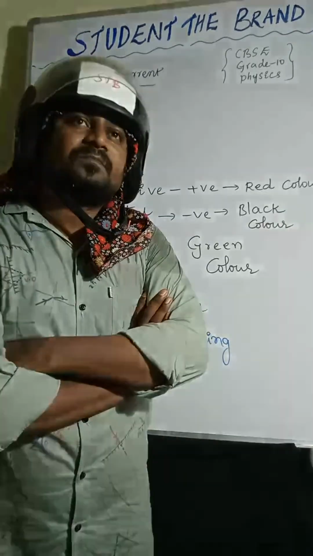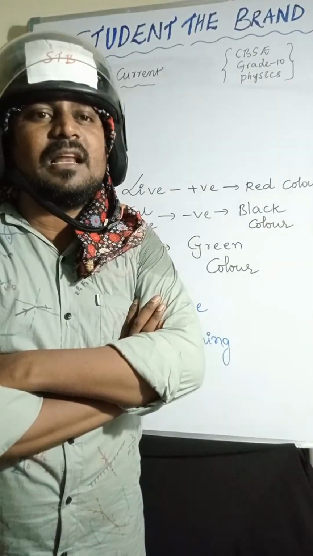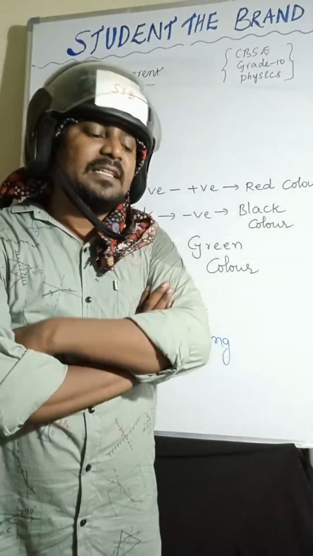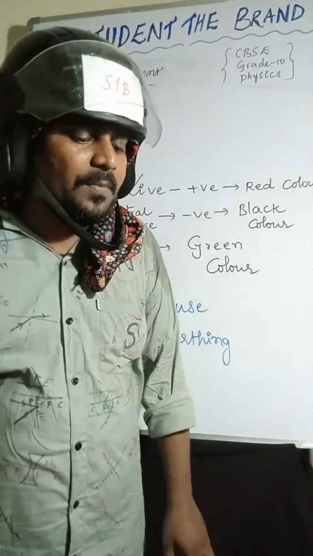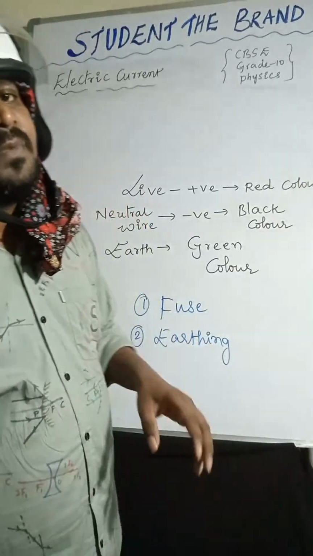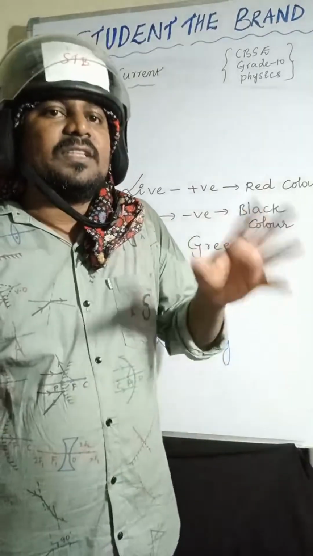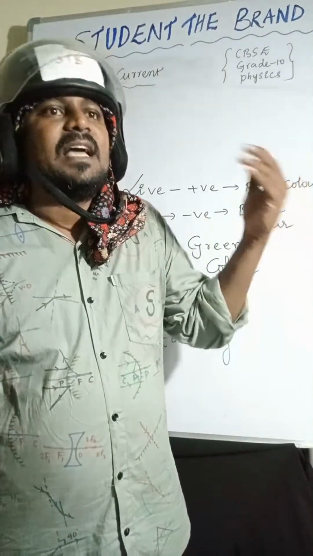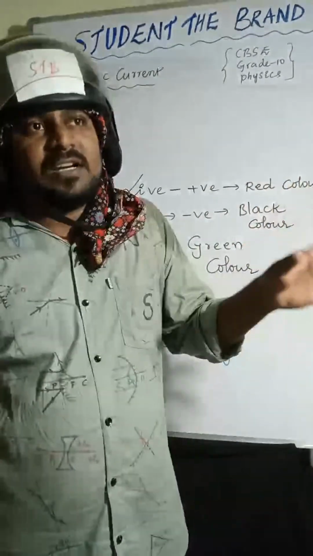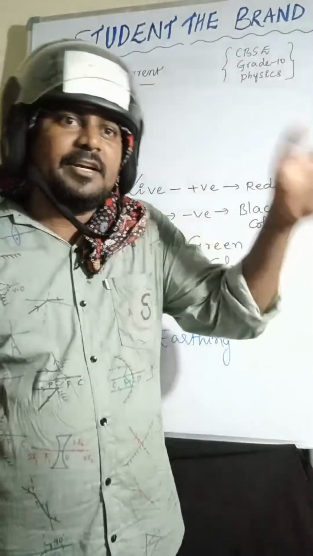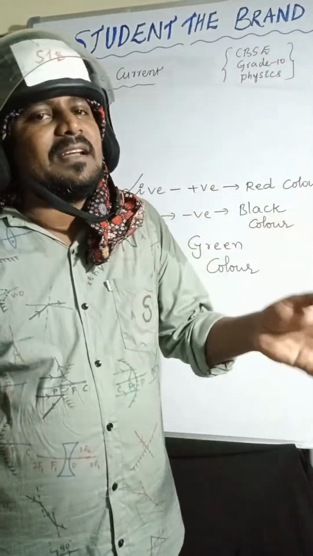After that, potential difference and electrical potential. Potential difference is the work done to bring unit positive charge from one point to another point within the conductor. Electrical potential is the work done to bring unit positive charge from infinity to the required point in the field.